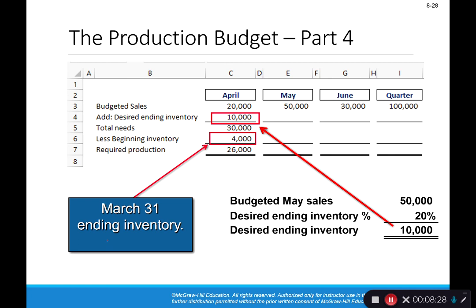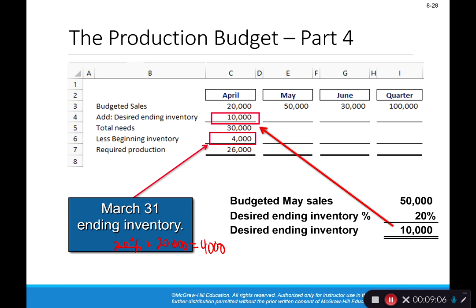Well, the rule is we want 20% of the next month. So 20% of April would be what we wanted our desired ending inventory to be at the end of March. And lo and behold, there's that 4,000. Now, it won't always work out that way. Sometimes we'll tell you what the ending inventory from the previous month was, and it won't come out to be in accordance with the assumptions like it did here, the 20% of the next month. And that's because actual results may vary from the budget. So if you're given a number like we were, the 4,000, you can just accept it.